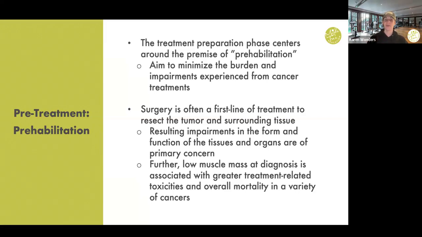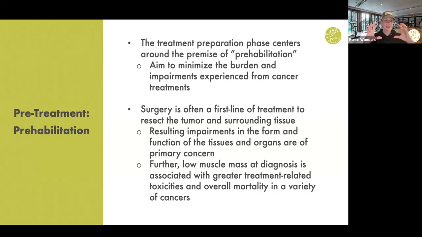You also want to keep in mind that individuals who have a low muscle mass at the time of diagnosis, that is correlated with greater treatment-related toxicities. Meaning, if you have someone who is sedentary and has a low muscle mass at the time of diagnosis, research shows that they're probably going to have more treatment-related problems while they're going through treatment, and they're probably going to have a higher mortality rate than someone who exercises.